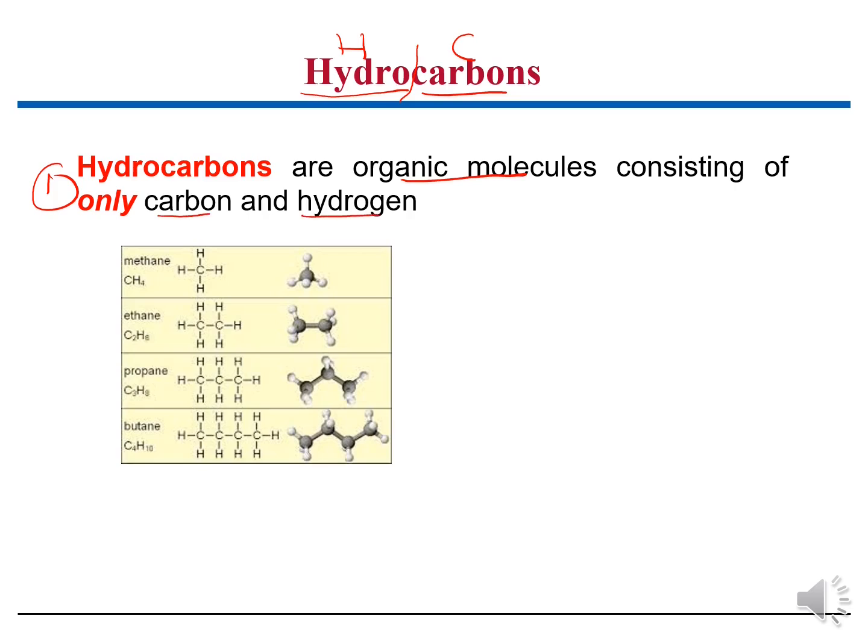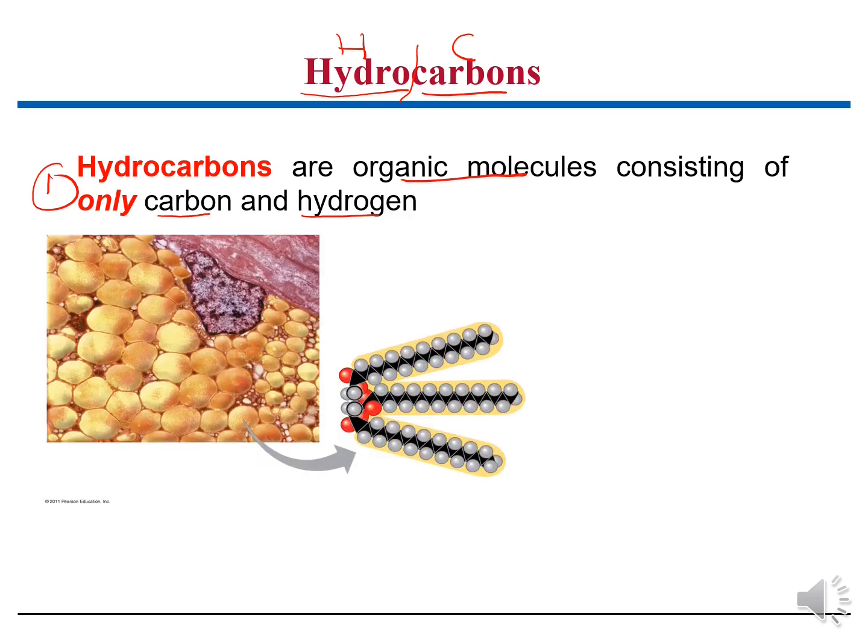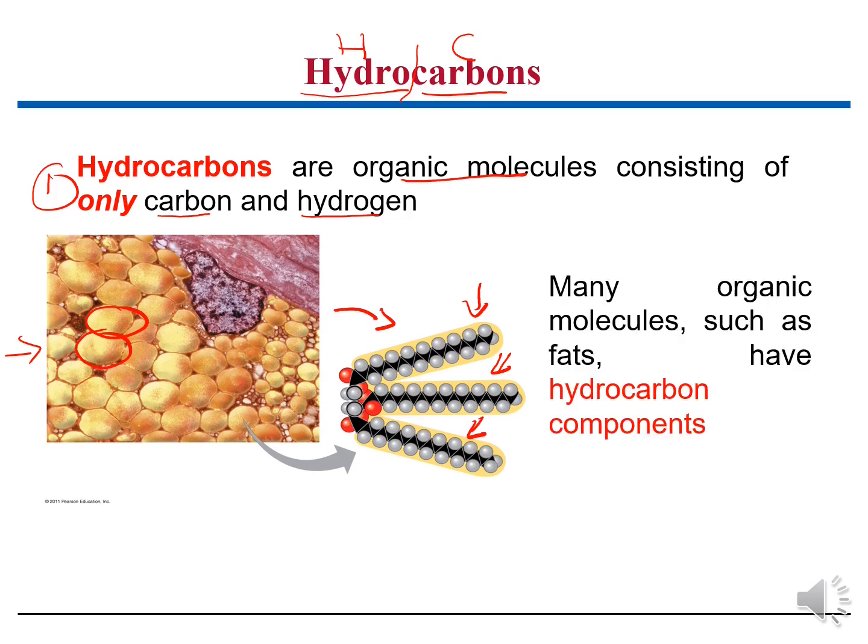Now, how do we apply this to living organisms? This is an adipose tissue. Each cell here is a storage fat, and here you have a fat molecule, and one of the main components of these fat molecules are hydrocarbons. Here you have 1, 2, and 3 skeleton chains of hydrocarbons. So the second thing that I want you to remember is that many organic molecules, such as fats, have hydrocarbon components, like I just showed you here in these 3 chains.